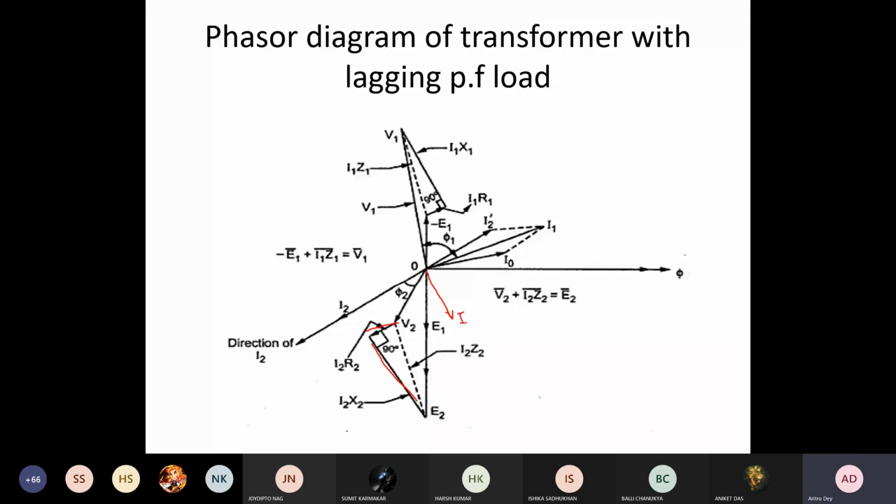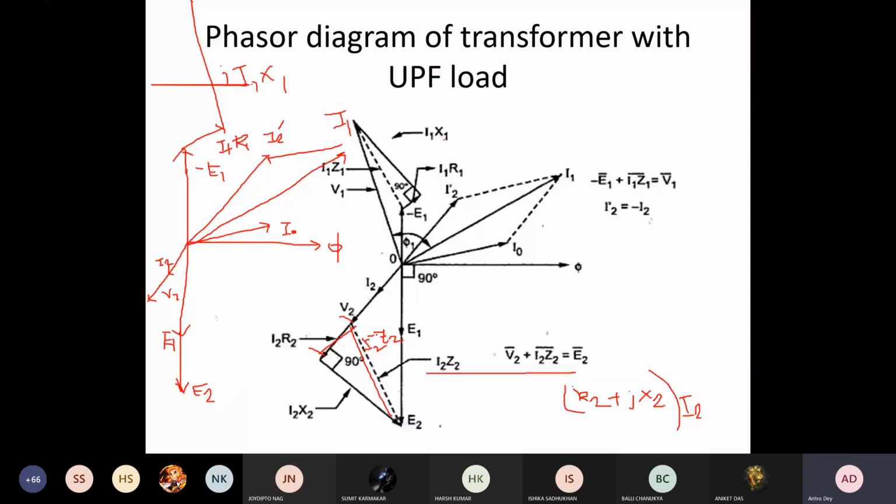So if this is your I2, then what will happen? Your I2, and then this is your J into, so your E2 will change accordingly. Or if it is the other way around, we should draw the V1 in such a way like it is shown here in the third slide.